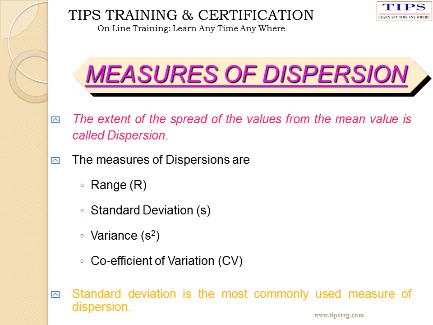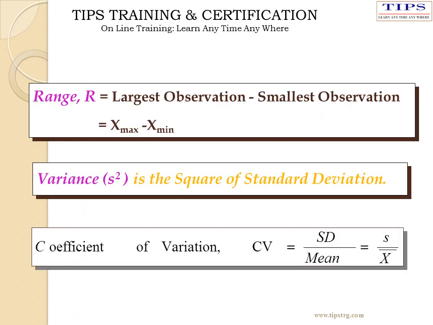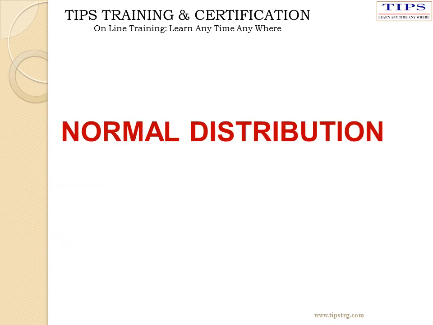Standard deviation is mostly useful in the Six Sigma calculations. Standard deviation is a common measure of dispersion. Range we have already discussed. Variance is the square of standard deviation. Coefficient of variation CV is equal to standard deviation divided by mean, that is equal to S divided by X bar.